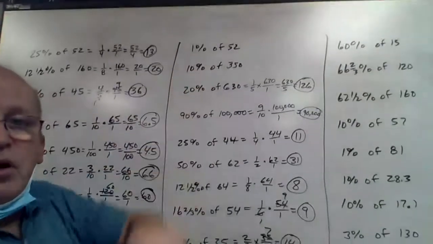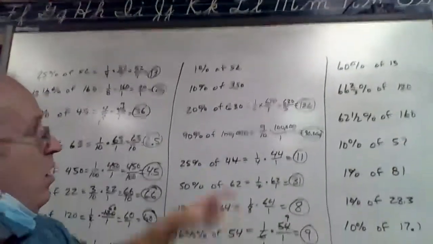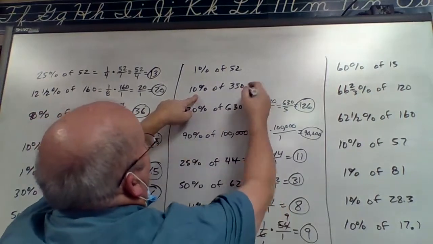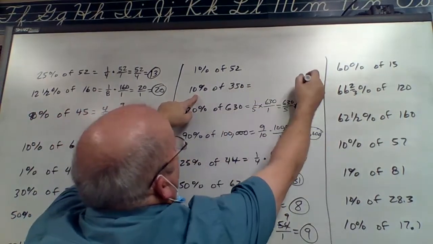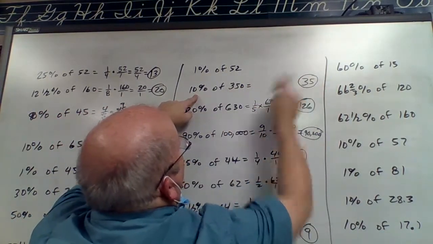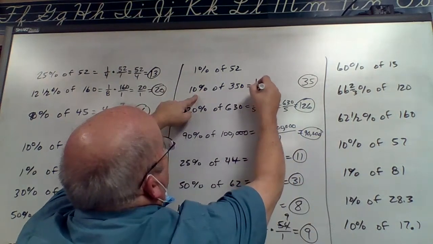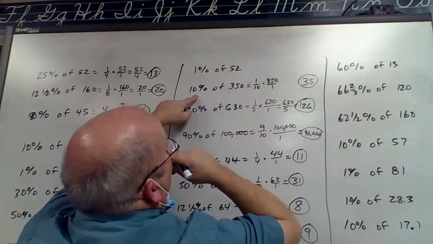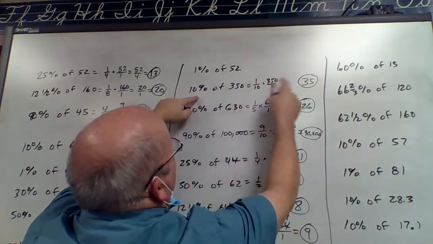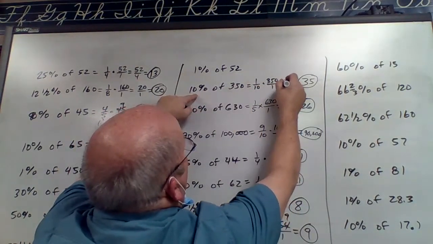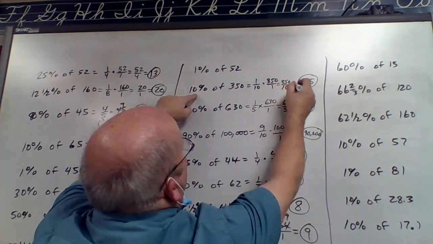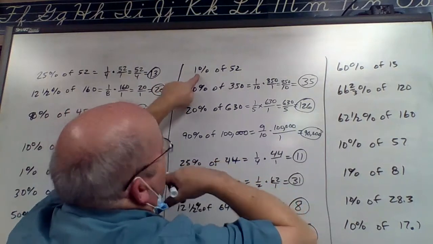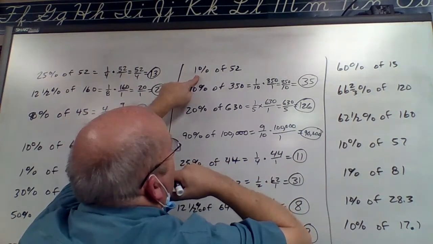Do you remember my little trick for 10% of something? Remember I said for 10% of something, you move the decimal point over one spot. So our answer is 35. I know that. But if I do it by means of the method that the book is showing us, it would be 1/10, because 10% is 1/10, times 350, which would be 350 over 10, which would still simplify down to 35.